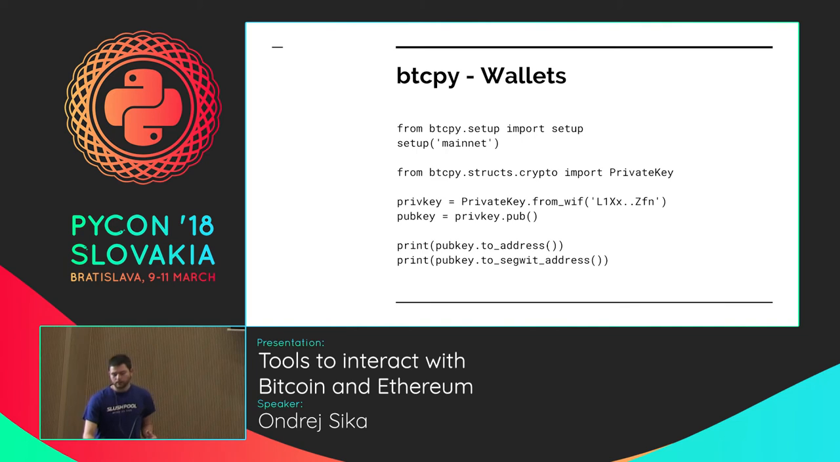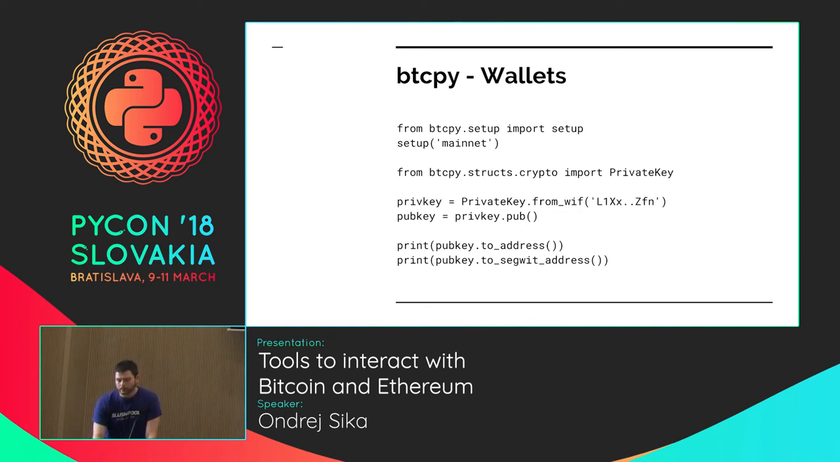This setup is needed because the live address and testing address are different. It's a protection against sending live coin to an address on the other network, so you need to set up which network you want to use. There are some structs.